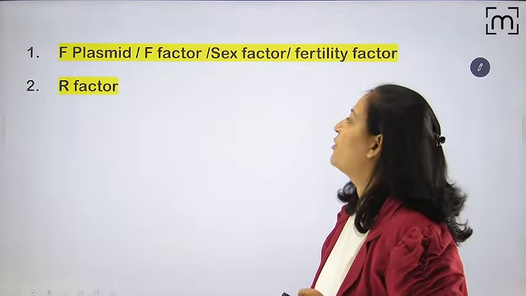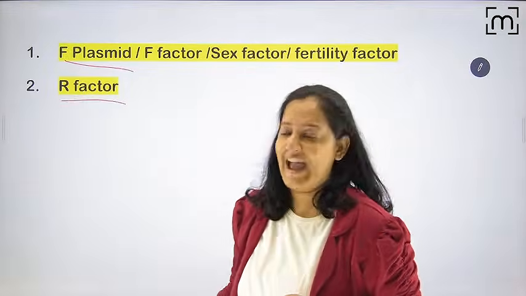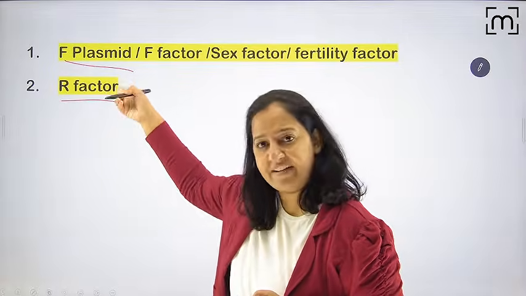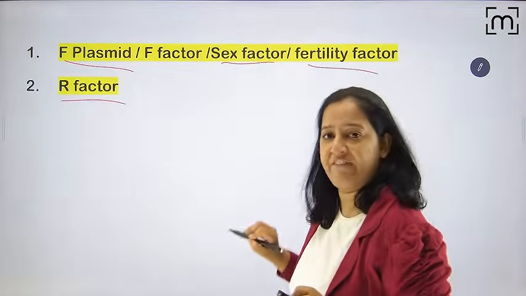Conjugation is of two types. Let me tell you the two types of conjugation. F factor and R factor. F factor is also known as F plasmid, and the second one is R factor. F factor is also known as sex factor or fertility factor.